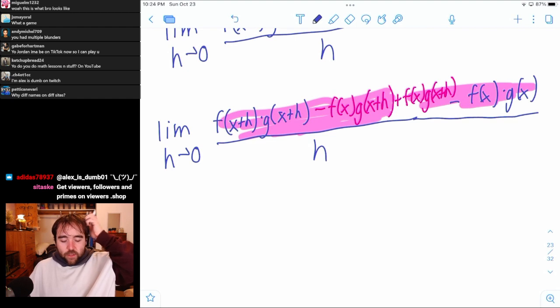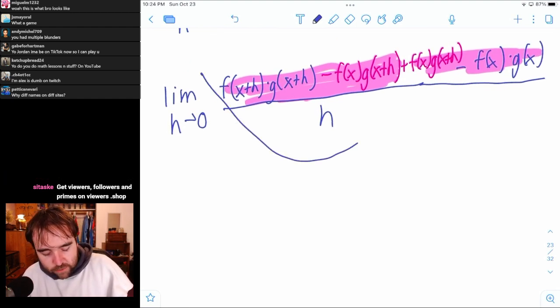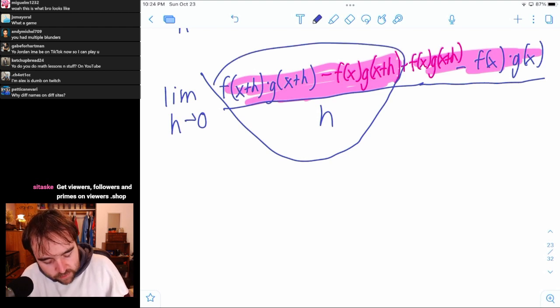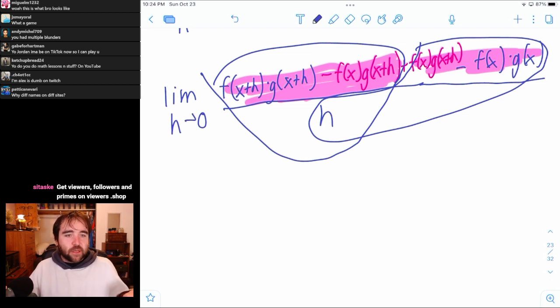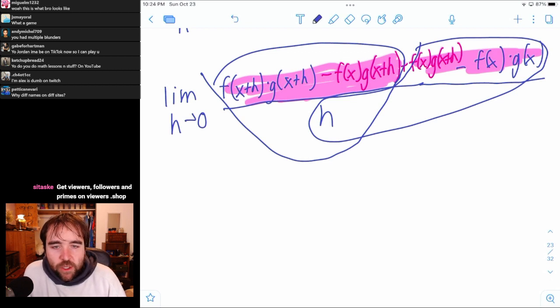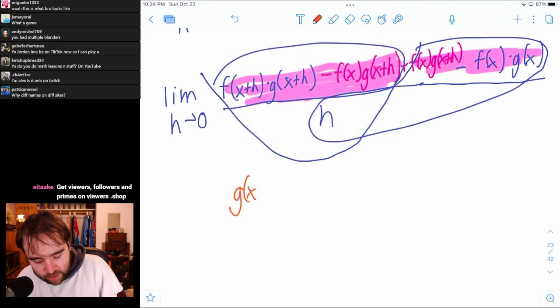But now let's do a couple things, and let's do it in one step. We're going to split this fraction, meaning we're going to separate this into that fraction and that fraction. They both have the same denominator, because that's how separating a fraction works. And while we do that, we're also going to factor out what we can. Look at how in the first part, both of them have a g of x plus h. So we can factor out g of x plus h from those first two terms.